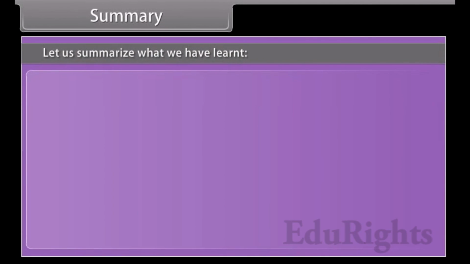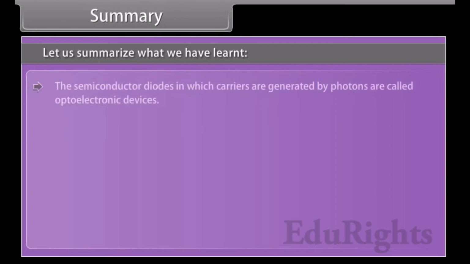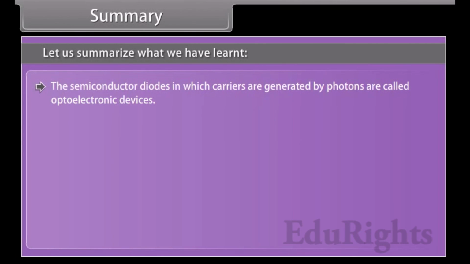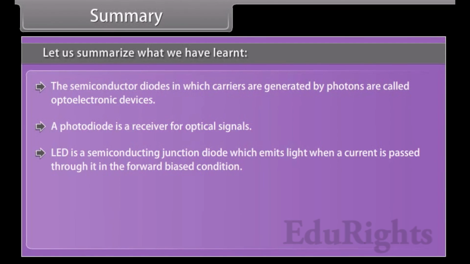Summary. Let us summarize what we have learned. The semiconductor diodes in which carriers are generated by photons are called optoelectronic devices. A photodiode is a receiver for optical signals. LED is a semiconducting junction diode which emits light when a current is passed through it in the forward biased condition. A solar cell basically converts solar energy into electrical energy.